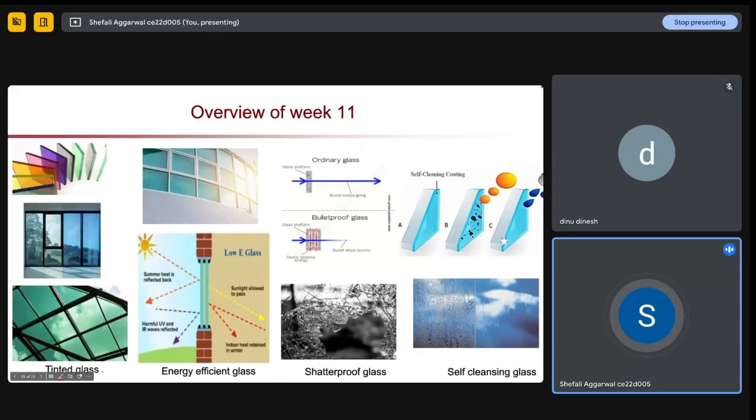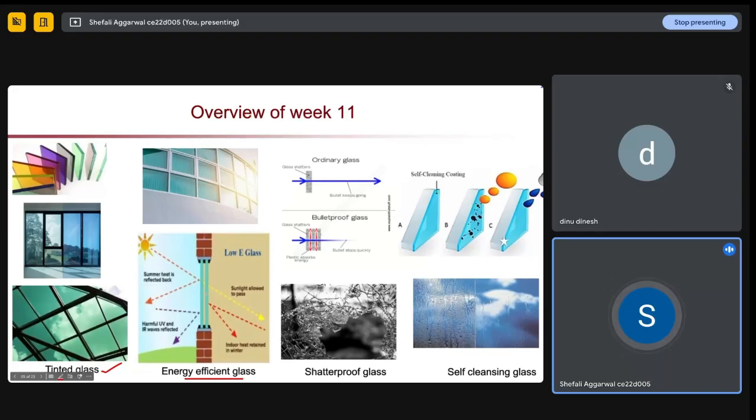Other type of glass is tinted glass. Tinted glass is mainly when we are adding some color pigmentation to our glasses, and that is called tinted glass. It is mostly used for roofing, or windows also nowadays they are using tinted glass, so that direct UV rays are not falling onto you, to make the interior a little warm.